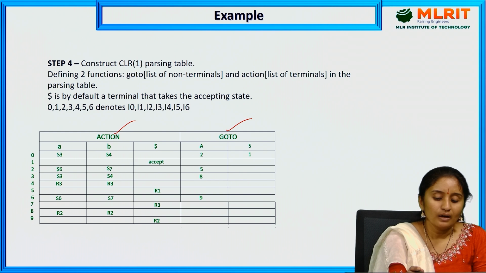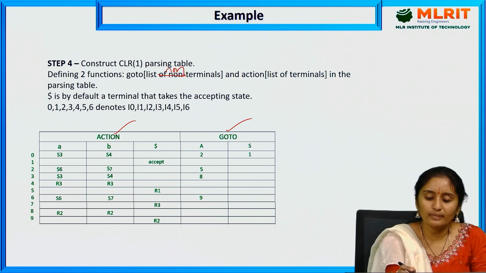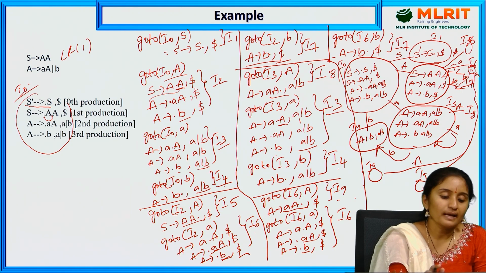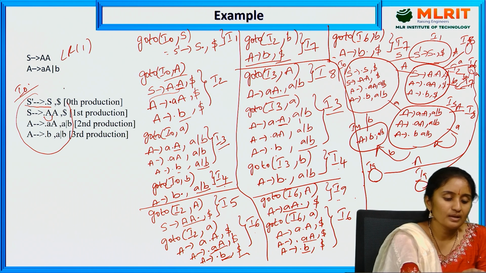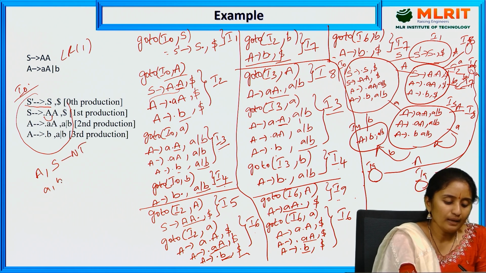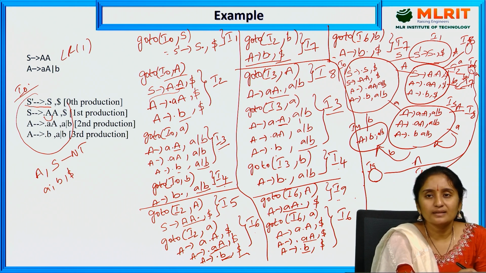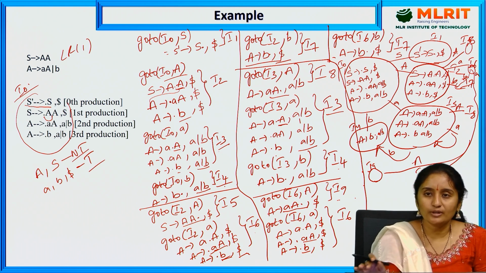In the goto function, we are going to have the non-terminals, and in the action, we are going to have the list of terminals. So in the productions, we need to check what are the terminals and what are the non-terminals. A and S are the non-terminals, and the terminals are a, b, and we have a dollar. Dollar indicates that it is my final state. So according to this, we are going to plot in a diagram.